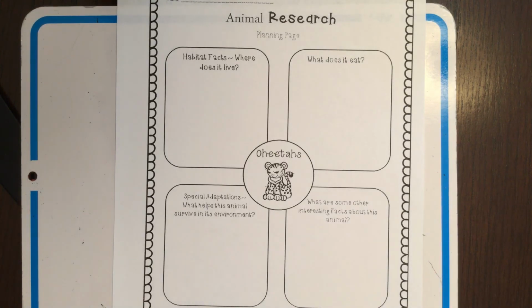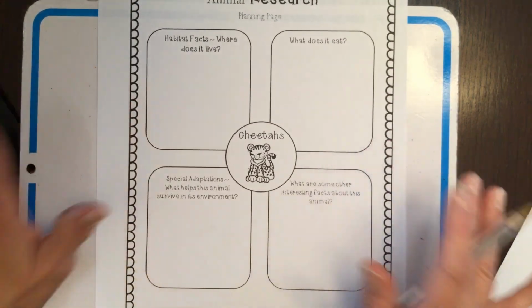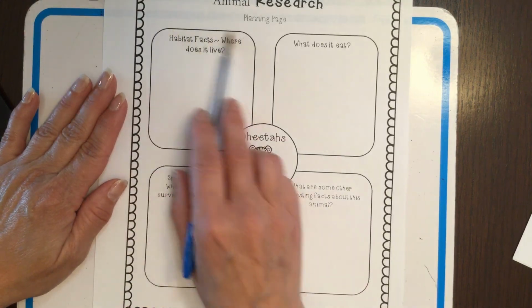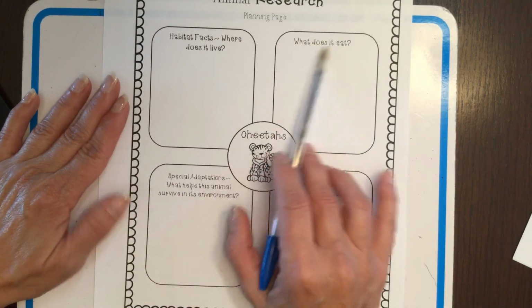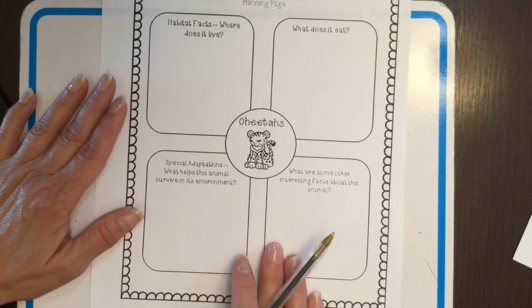So let's say I was watching the video and listening to the story about cheetahs. I would have this paper next to me, and I would pause anytime I got a fact. So I'm looking for facts about the habitat, where it lives, what it eats, special adaptations that this animal has to survive and stay safe.